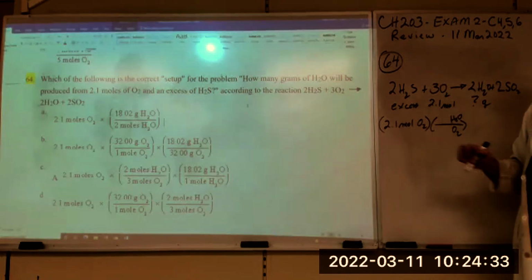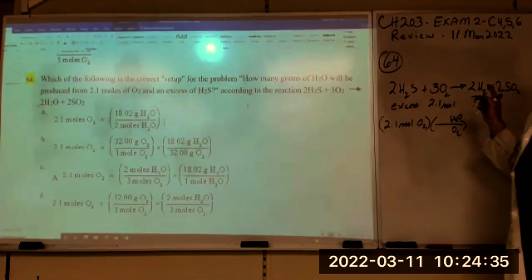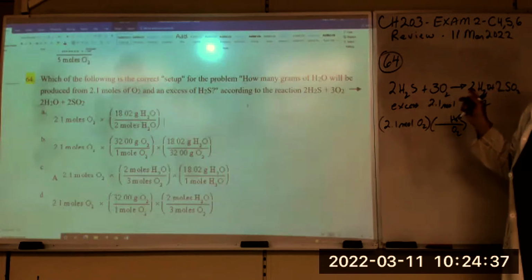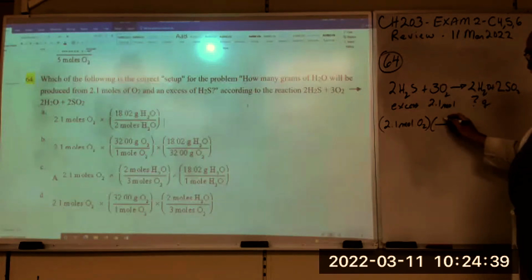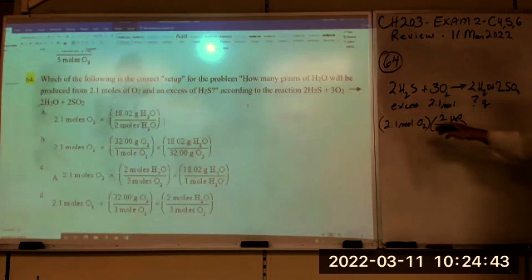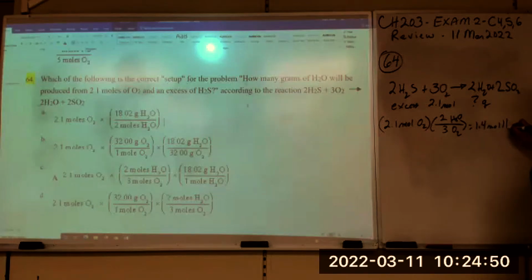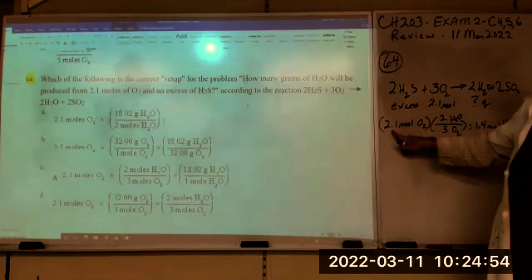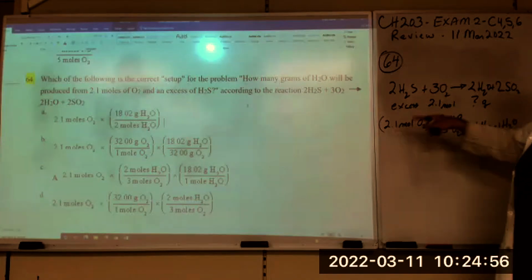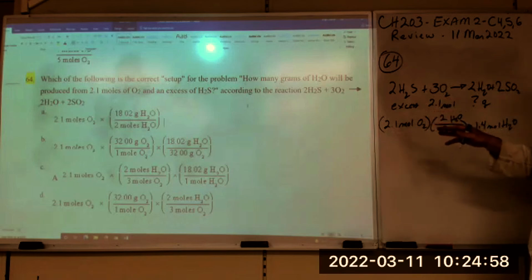And the conversion factor is the ratio of coefficients. 2 waters, 3 oxygens. So 2/3 of that value would be 1.4 moles of water, right? 3 into 2.1 is 0.7 times 2 is 1.4. That's how I did that.